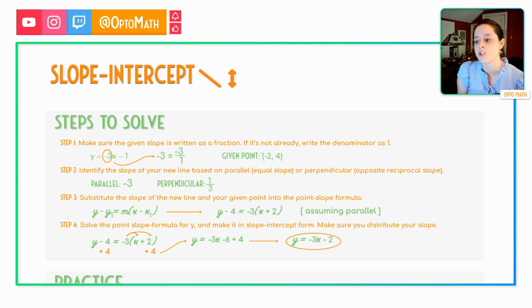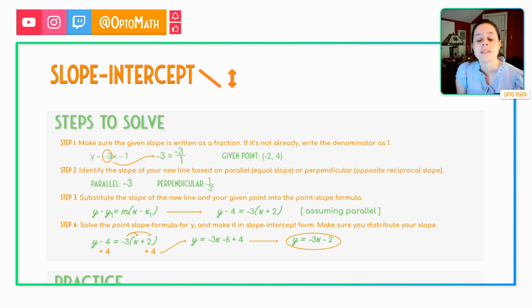We also have this given point here just to help us finish the steps to solve, but you don't have to do anything with that yet. Step 2 is to determine your new slope. If the problem asks you for a line that's parallel, you want to keep the same slope, so you don't have to change the slope at all. If it asks you for a perpendicular line, you want to make the opposite reciprocal of that slope. So our slope of the original line was negative 3. Making it opposite, it becomes a positive 3. And making it a reciprocal, that positive 3 over 1 now becomes 1 divided by 3, so 1/3. So that's how we got our perpendicular slope here.